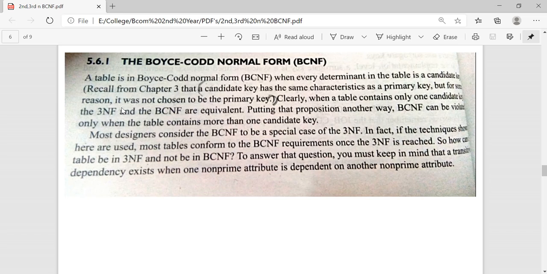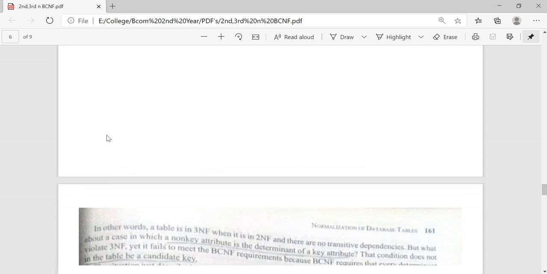ఇప్పుడు ఒక క్యాండిడేట్ కీ కంటే ఎక్కువ ఉన్నాయి. ఇప్పుడు మనం జస్ట్ నెక్స్ట్ చూడబోతున్న ఎగ్జాంపుల్ అదే, అవర్ టేబుల్ ఇస్ హ్యావింగ్ మోర్ దాన్ వన్ క్యాండిడేట్ కీ. That means we have converted into third normal form, but still there are more than one candidate key for that table. Then how to convert that third normal form into BCNF? That is what we are seeing here with an example.